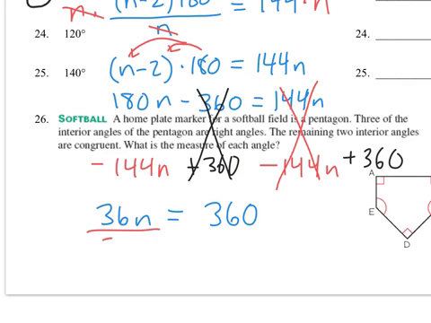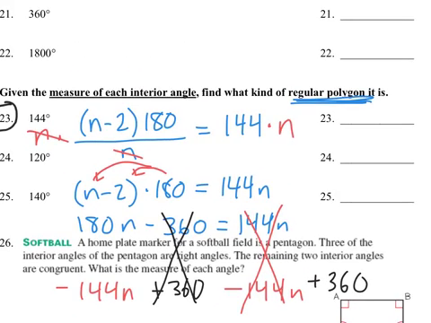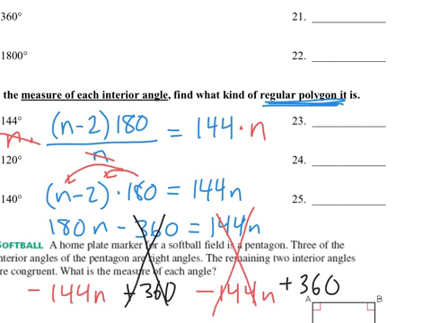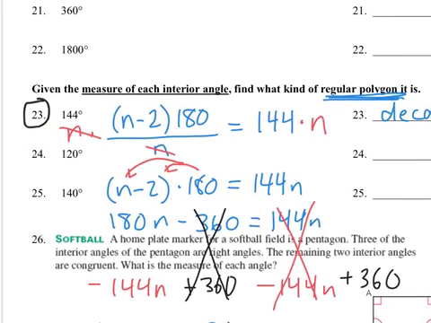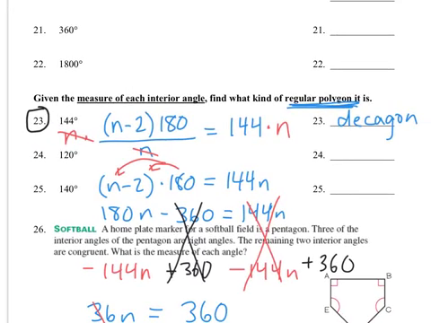Divide both sides by 36, and we get n equals 10. So, if n equals 10, that means our shape has 10 sides, and 10 sides is called a decagon. And that is the answer to that question. So a decagon has angles which each measure 144 degrees.